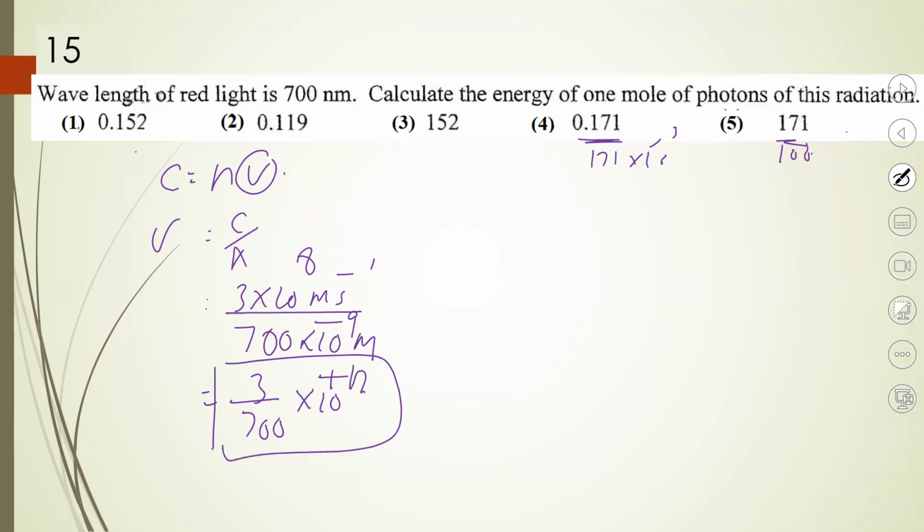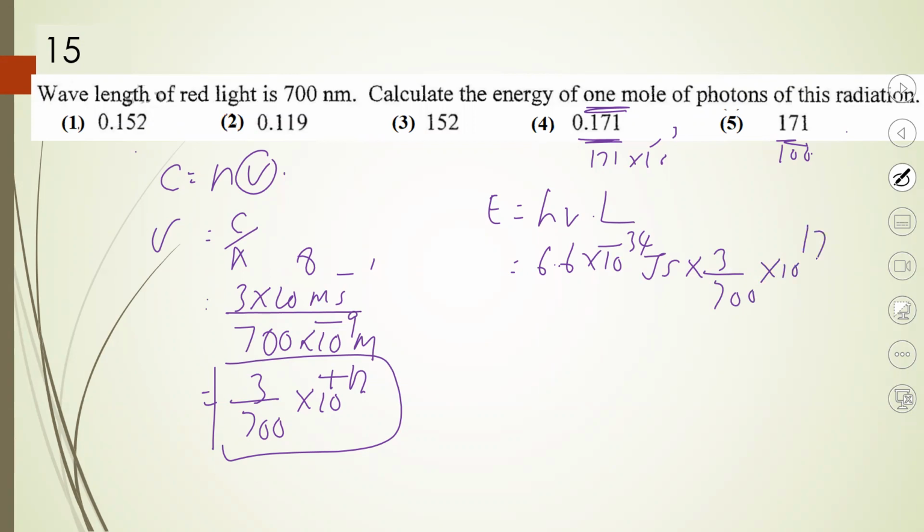Just try to apply it in the second stage. E is equal to h nu is the equation to find the energy of a photon. Since 1 mole is mentioned in the question, therefore we have to multiply by Avogadro's number, N A. The approximate value of h is 6.6 into 10 to the power minus 34 joule second, into 3 over 700 into 10 to the power 17, and furthermore 6.6 into 10 to the power 23. In this way, you can mark the data.